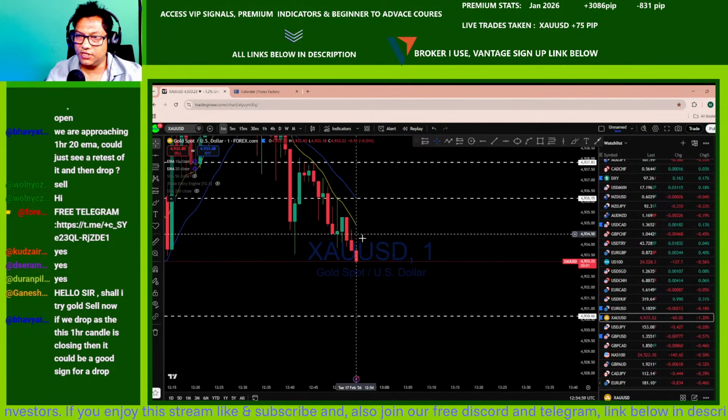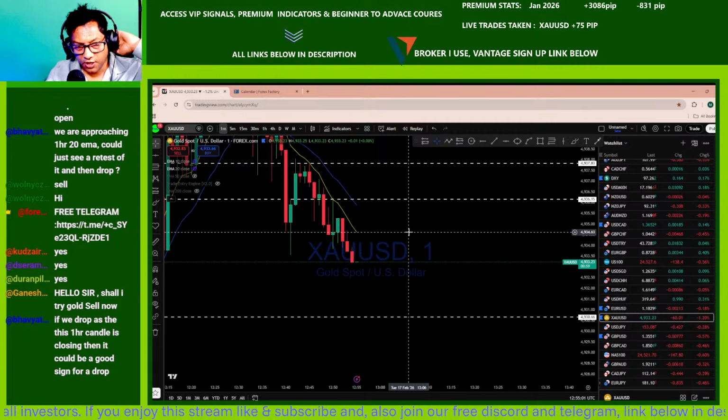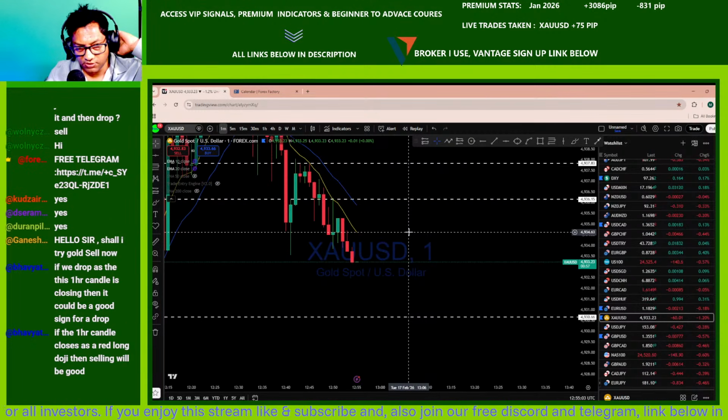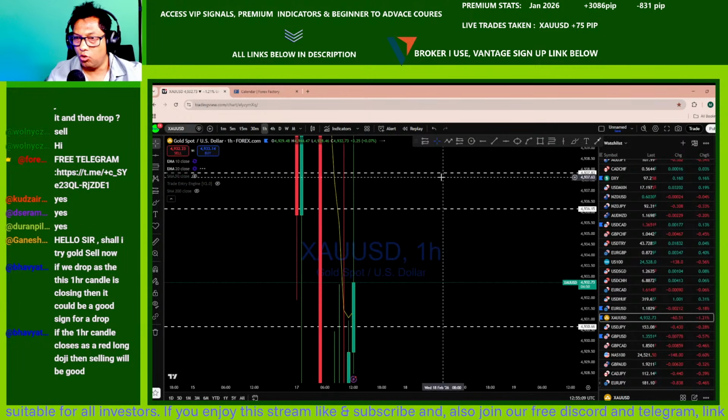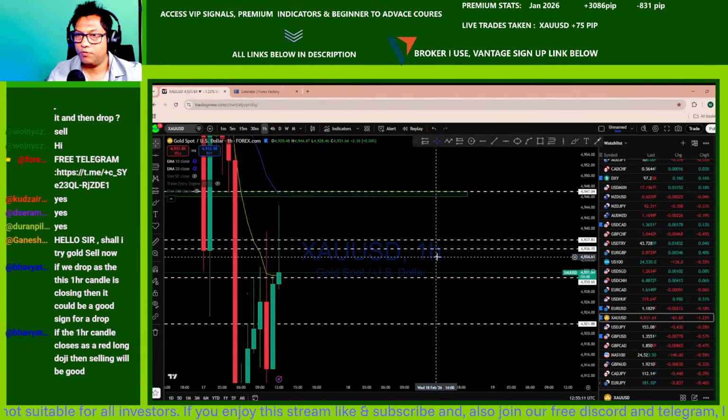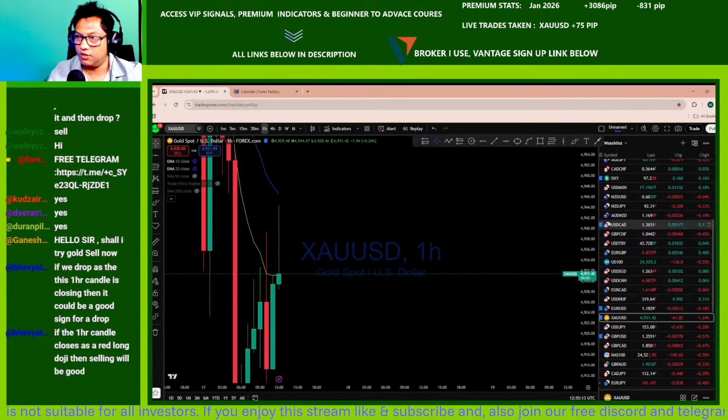Okay, so we can see the market is trending. If the 1 hour candle closes as a red long doji, then selling will be good. We are nearing the candle close, and let me see. Let's delete the levels, then look at it fresh.